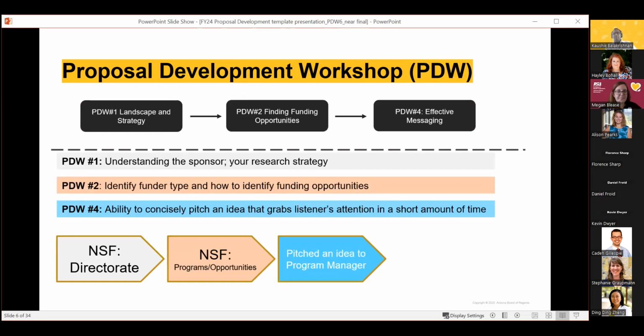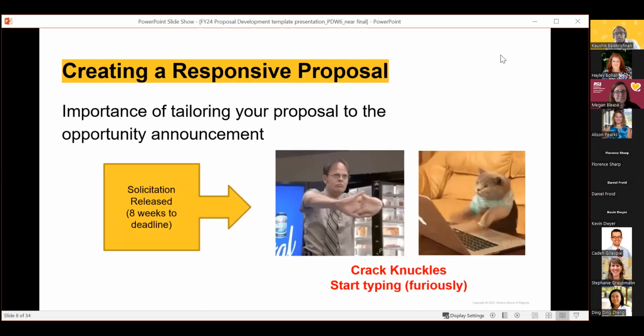So if you have learned the critical message from each of the PDWs, then you would have potentially identified a sponsor. I'm going to pick on NSF because that's my favorite to pick on. Within NSF, I found a directorate and a program within that directorate that I'm excited about. I think my research fits well in that space. I have pitched an idea to the program manager and they think that there's a fair chance this may get funded. And then the solicitation drops. Oopsie, what do we do now?